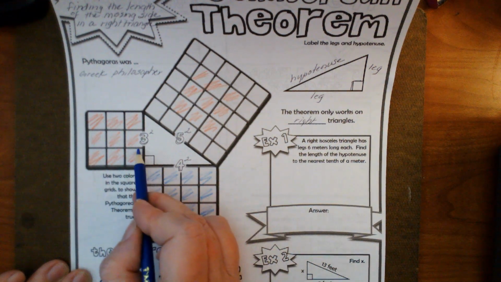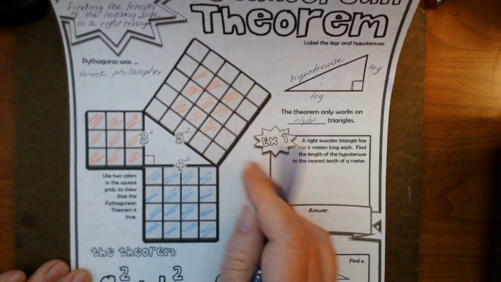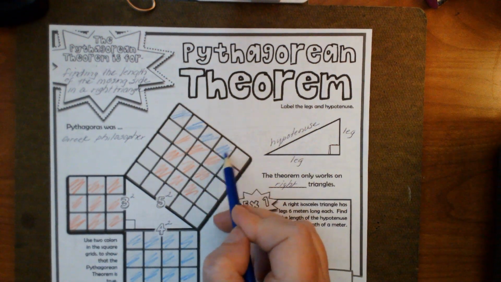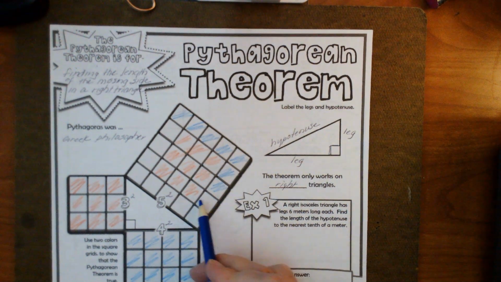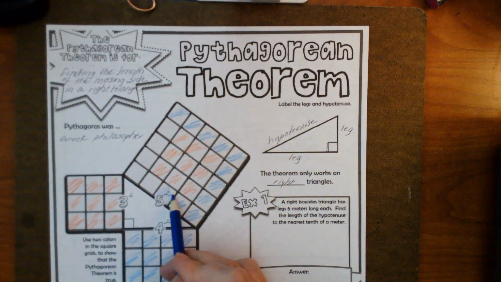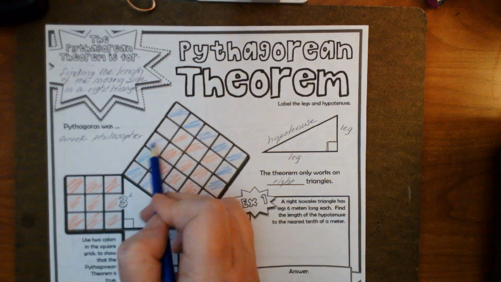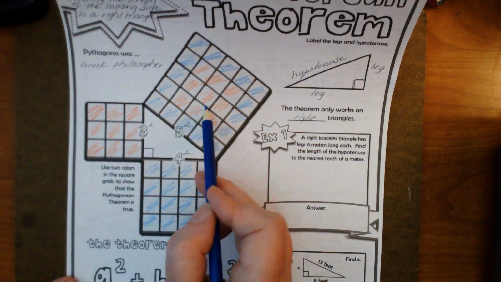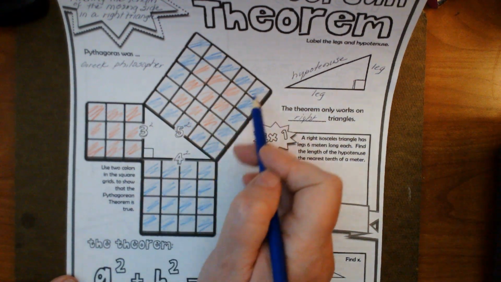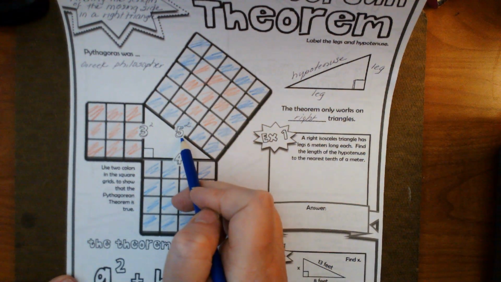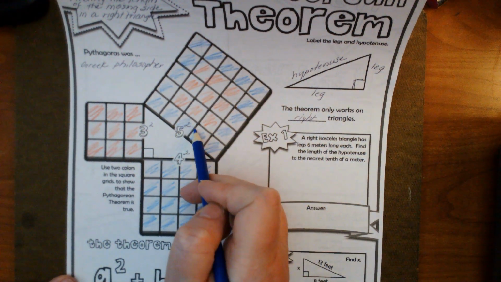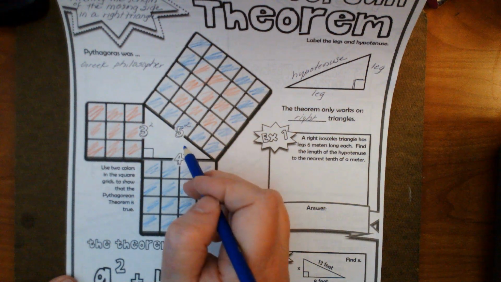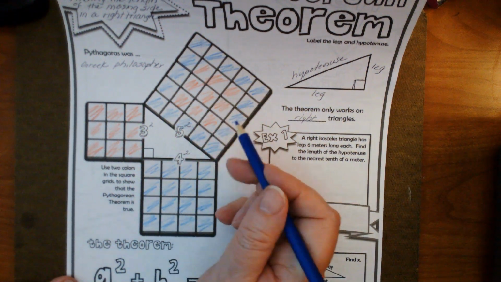Now these are the legs. So 3 squared plus 4 squared gives us 5 squared. So if we have the 9, we're going to have 1, 2, 3, 4, 5, 6, 7, 8, 9, 10, 11, 12, 13, 14, 15, 16. So by coloring it, I wanted you to see that 3 squared is 9, 4 squared is 16, and if we color in the right amount of squares, it equals 5 squared, which is 25. So that's how we can prove or figure out what the missing side is.